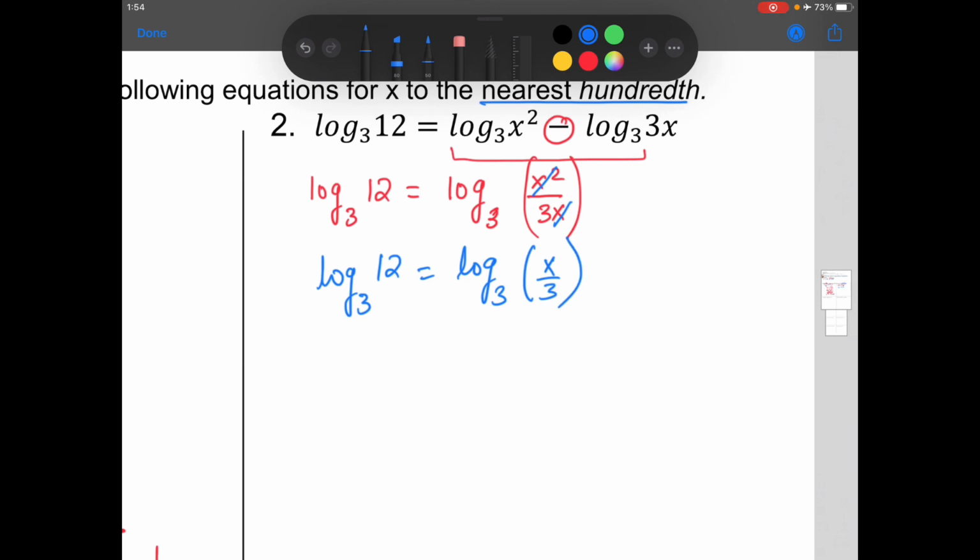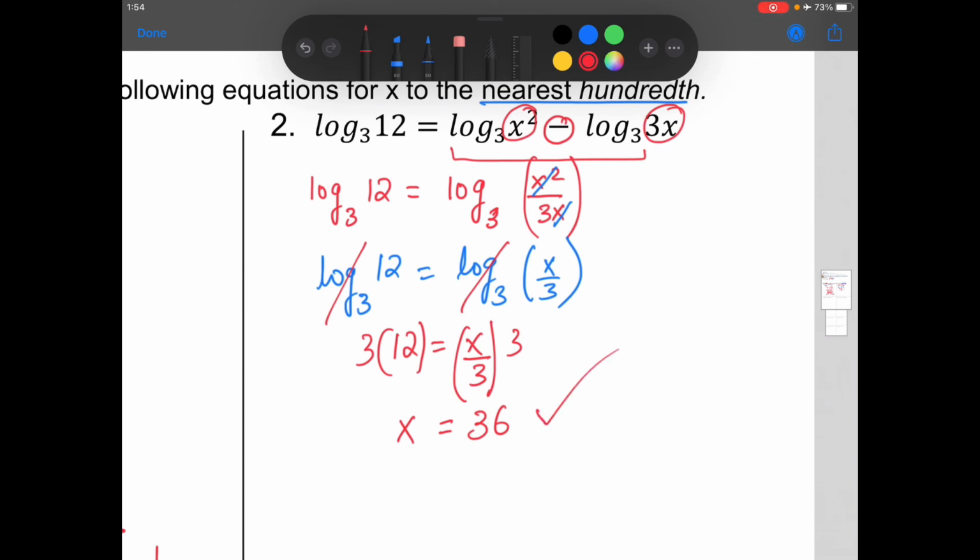Now you have logs on either side. Here you can cancel. The logs are the same base, so I have 12 equals x over 3. You're going to multiply both sides by 3 or cross multiply, whatever makes it better for you. x equals 36. Again, check. Wherever you see x, if I substitute 36, would I get a negative number? Nope. Would I get a negative number here? No. So this works. So this is a solution.